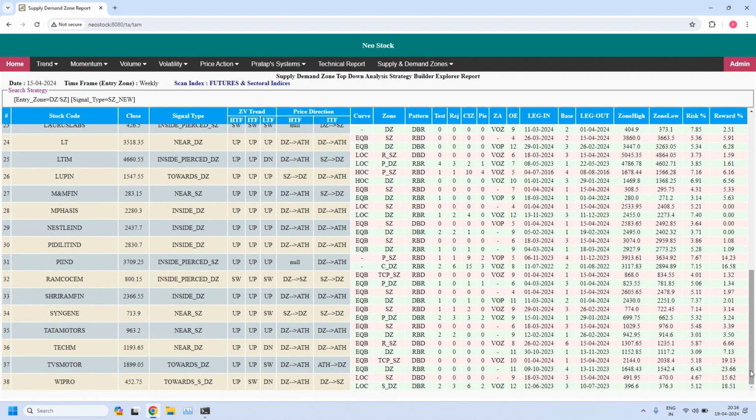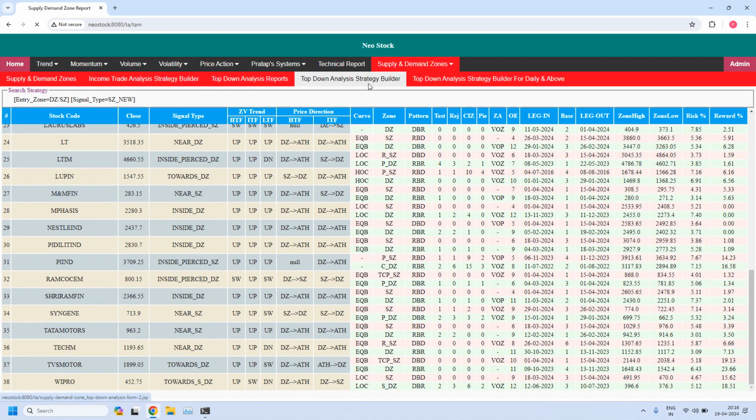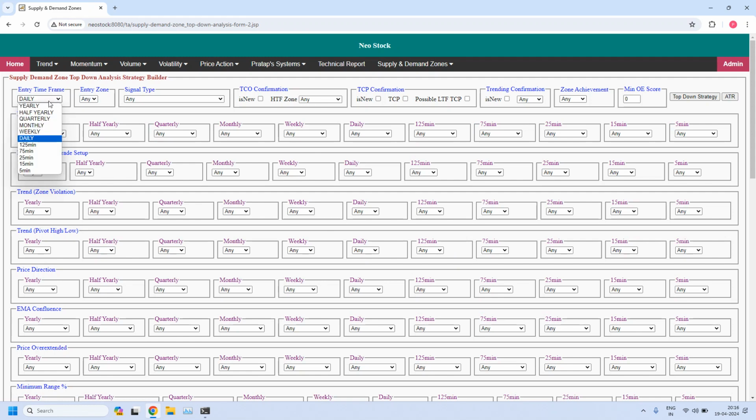filter the stocks based on EMA Confluence. So selecting the entry time frame as weekly. And we need to have EMA Confluence. Which EMA? Weekly EMA Confluence. So we have two scenarios: weekly EMA Confluence having a demand zone, and weekly EMA Confluence having a weekly supply zone. Both the scenarios we need to filter.